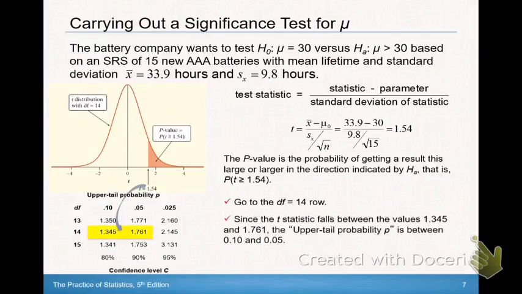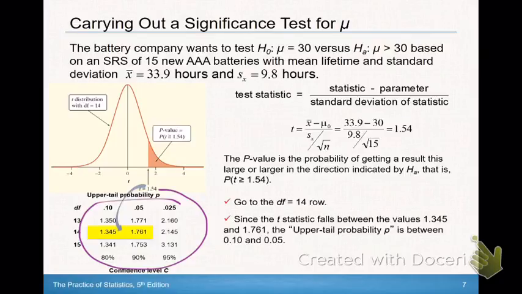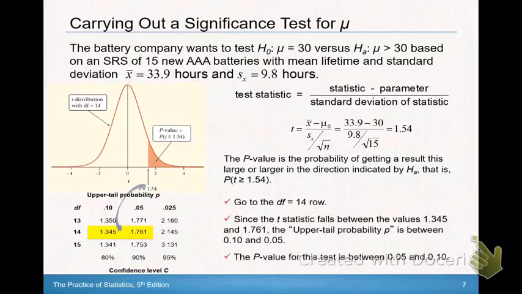Since the t statistic falls between the values 1.345 and 1.761, this time we have the middle of the table. We're looking here, our t is somewhere around here. That tells us that our probability is somewhere between 0.1 and 0.05. So the p-value, we don't know it for sure. We have to estimate it if we use the table.